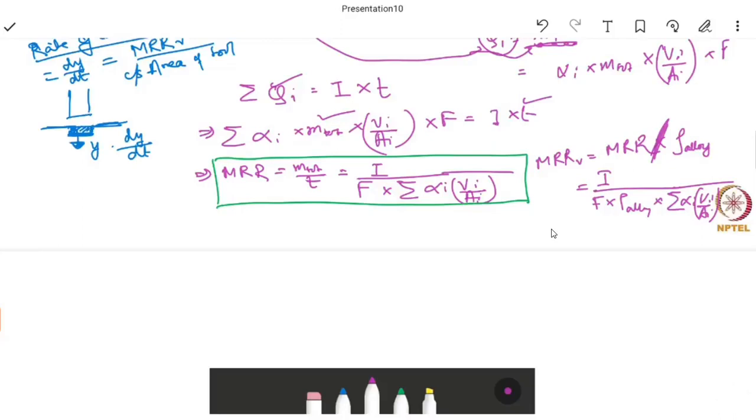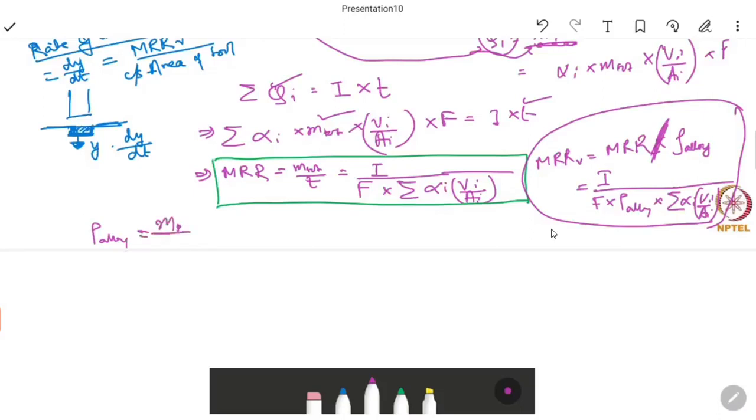What is rho of alloy? Rho of alloy is the total mass of the alloy, M, divided by the total volume of the alloy, V. So V can again be written as the summation of the volumes of the individual elements of that alloy.